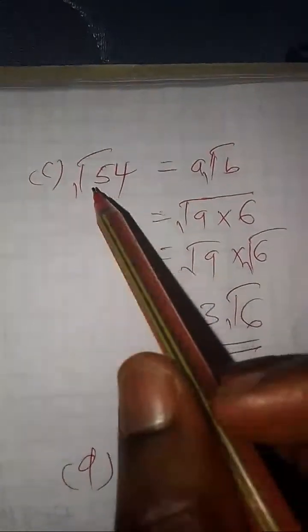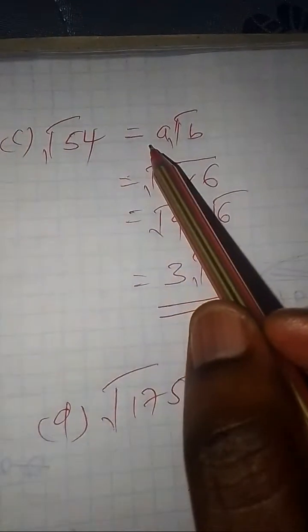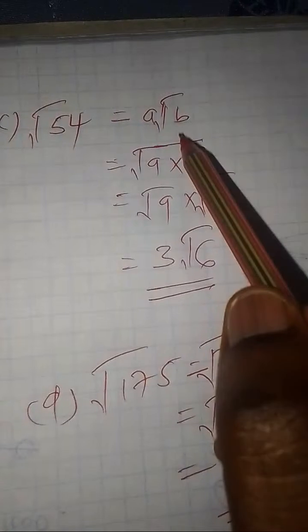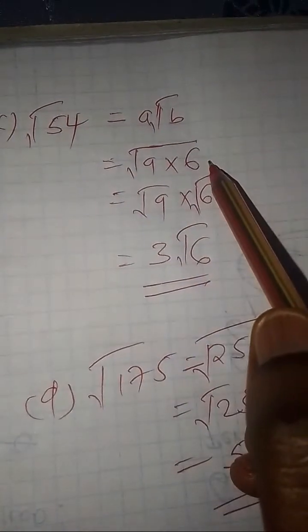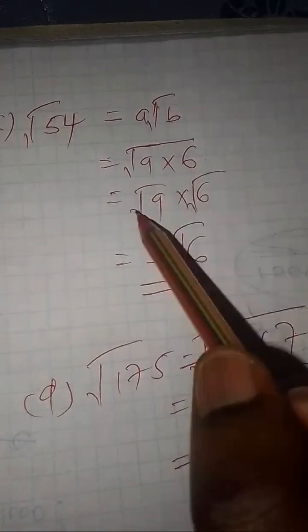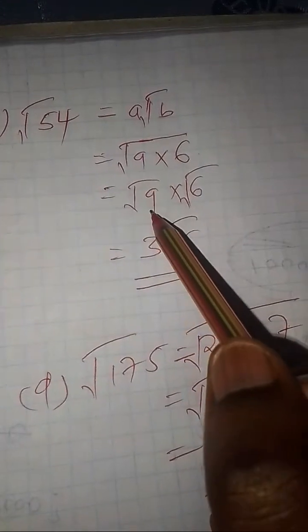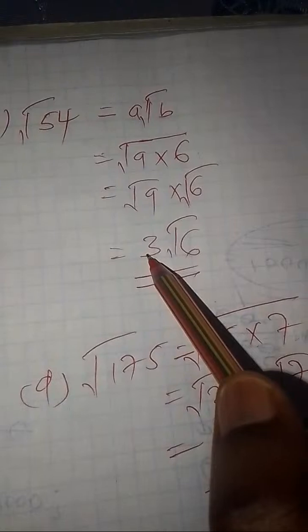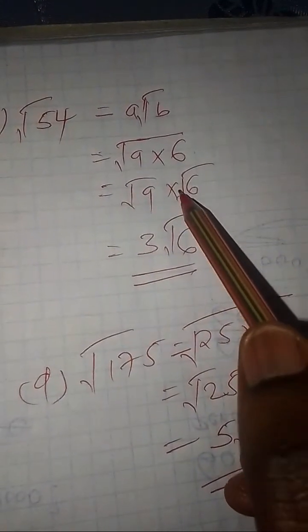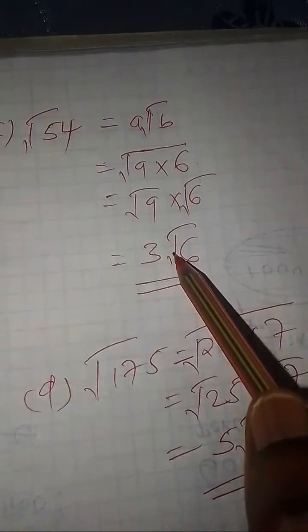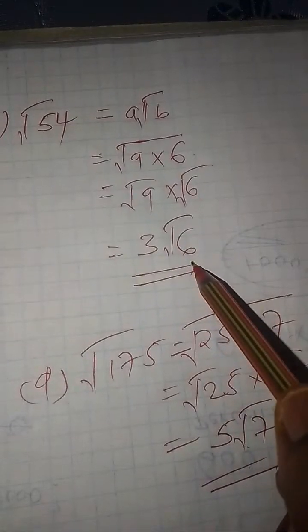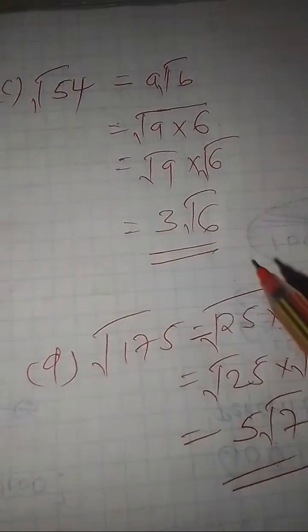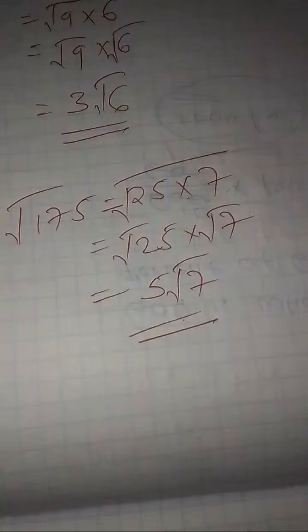The same as root 54: when you express it in the form A root B, we have 9 multiplied by 6. For 9 we have the square root, that is 3, and you don't have the exact square root of 6. That is why it remains 3 root 6.